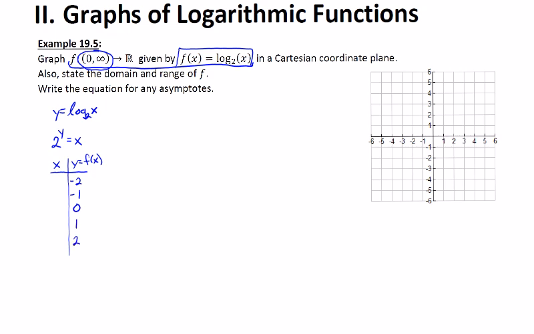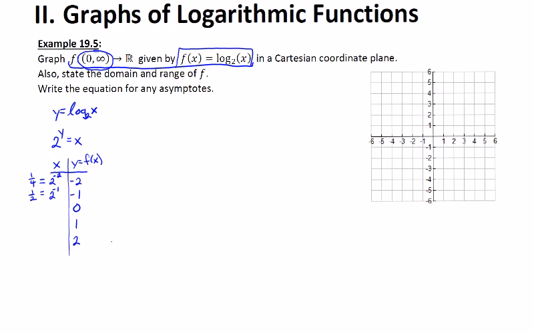This will give us the statement x equals 2 raised to the -2. That means that 1/4 is the x value that is supposed to map to -2. Same thing is true if I look at plugging in -1. 2 to the -1st power is going to be equivalent to 1/2. So 1/2 is going to map to -1. So we're just building the table backwards because of the way that the exponential form has the y in the exponent, and then 2 to the y is what's equal to x.